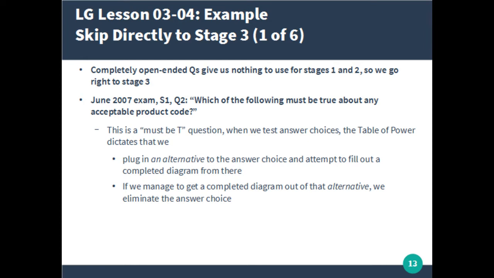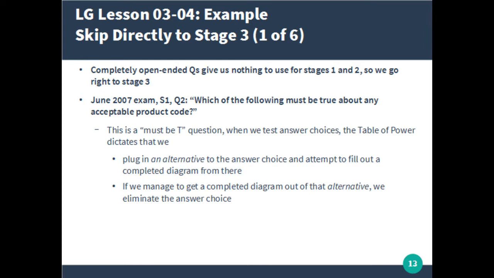What happens when a question doesn't allow you to do any stage 1 and stage 2 work, and you're relying purely on stage 3? What does such a question look like? As I mentioned, the open-ended questions fall under that category. So completely open-ended questions give us nothing to use for stages 1 and 2, so we head right into stage 3. And conveniently, the very next question on that same game is exactly such a question.